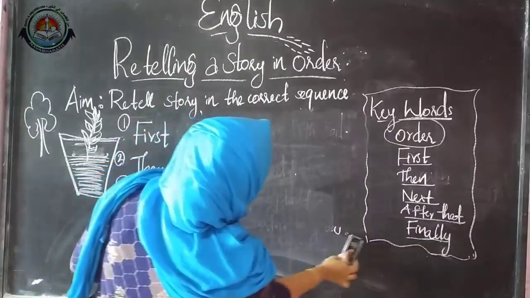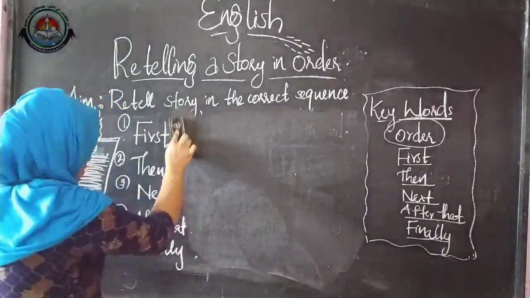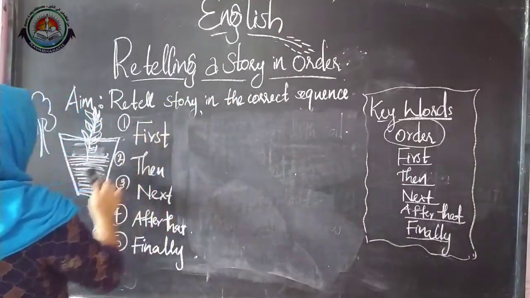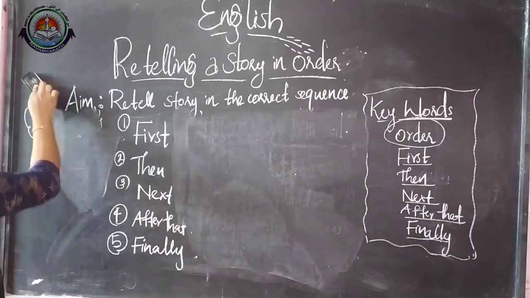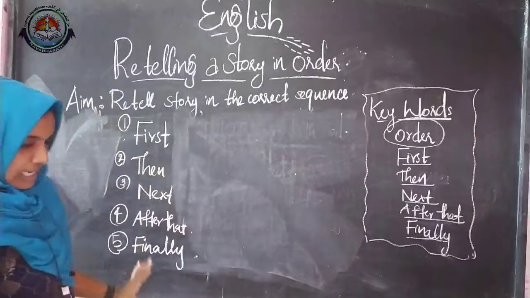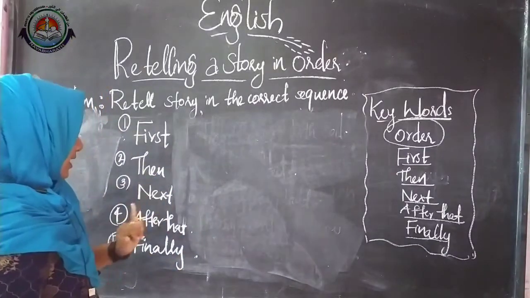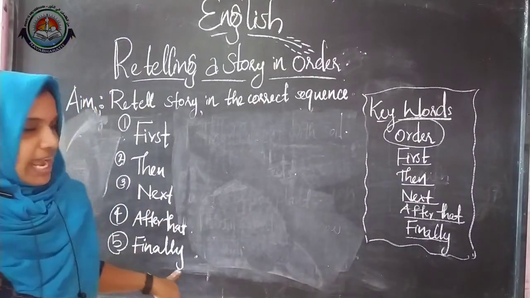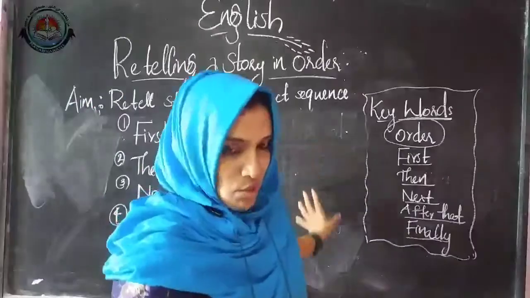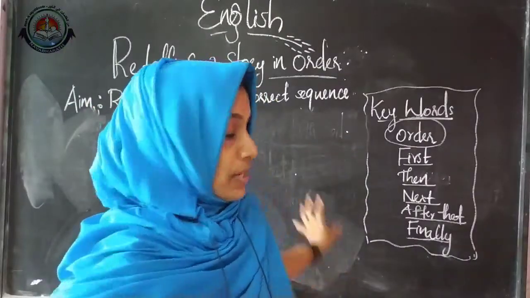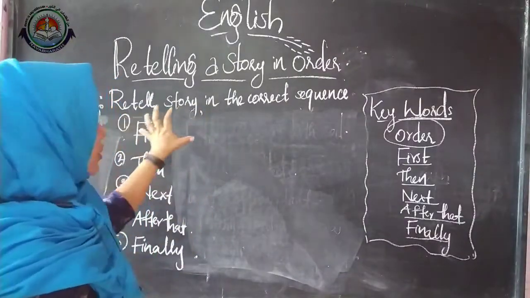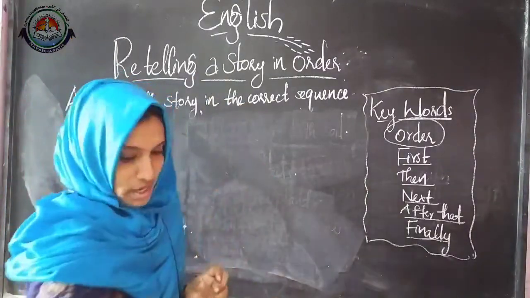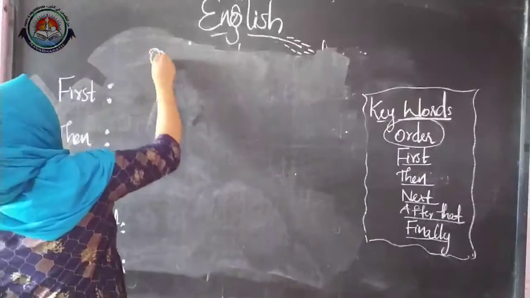So now what we are going to do, by using the same steps, we are going to retell the story. Okay, by using the same steps: first, then, next, after that, and finally. By using these order words. What to say? These are order words. Say with me. Order words. These are order words.